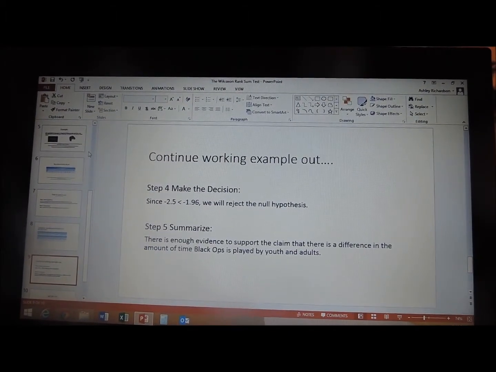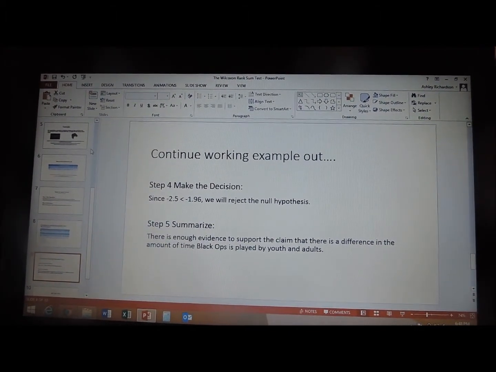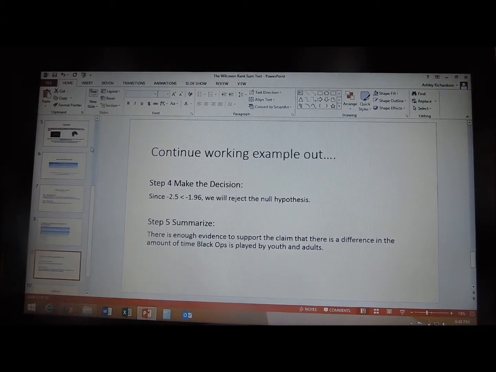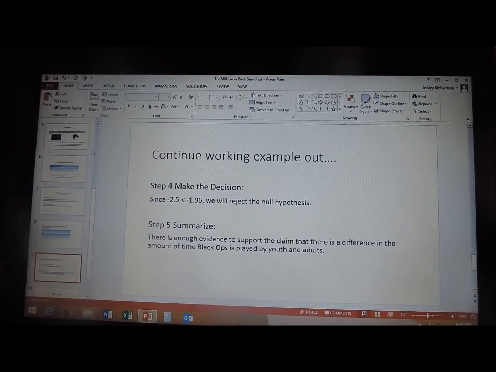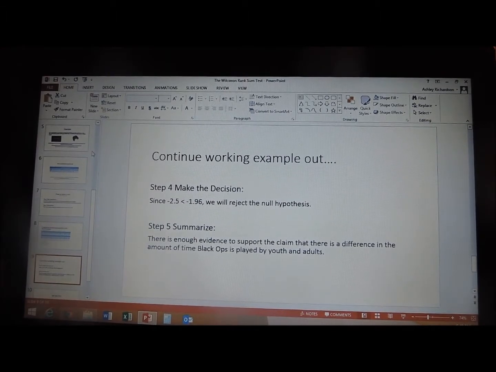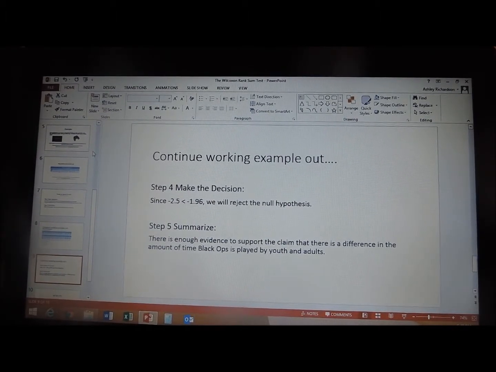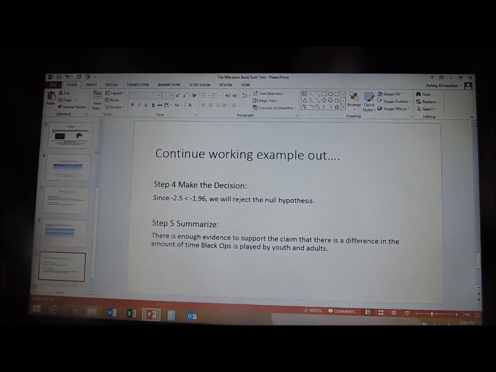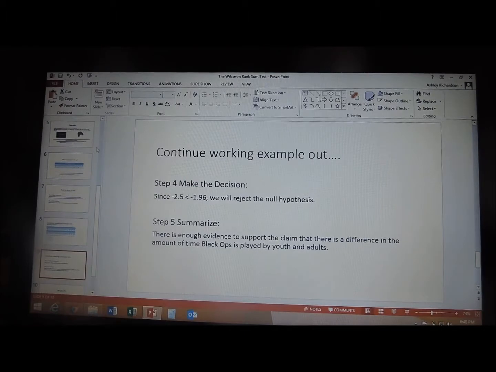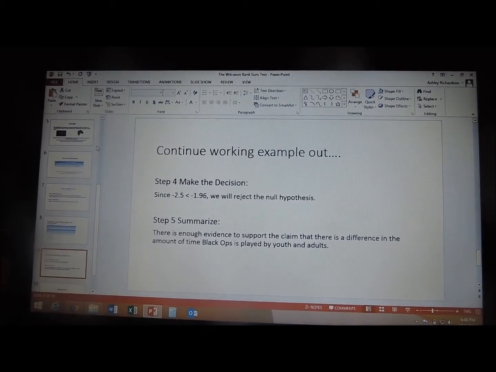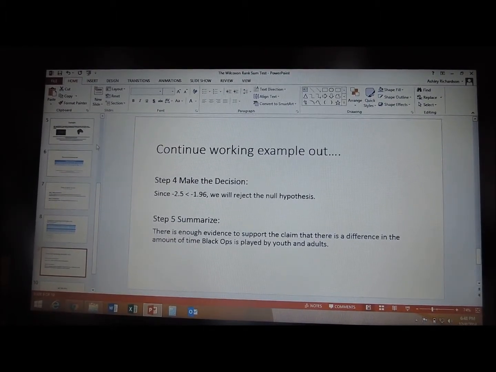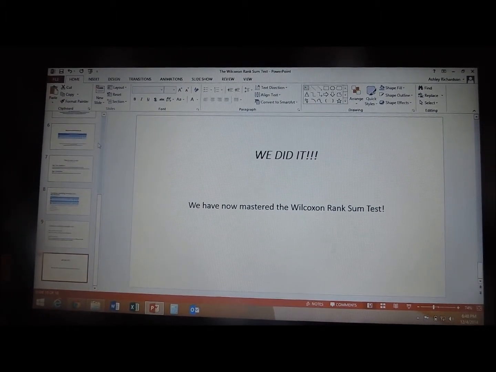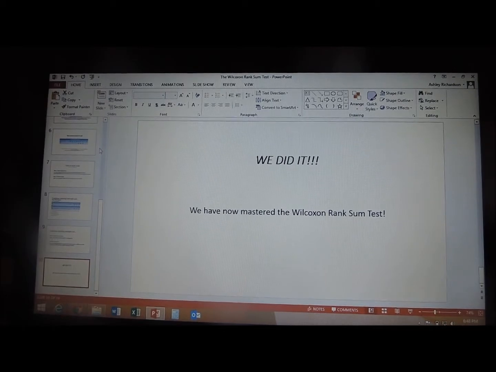Step 4, it's time to make the decision. Since negative 2.5 is less than negative 1.96, we will reject the null hypothesis. Step 5, summarize. There is enough evidence to support the claim that there is a difference in the amount of time Black Ops is played by our youth and our adults. We did it. We have now mastered the Wilcoxon rank sum test.